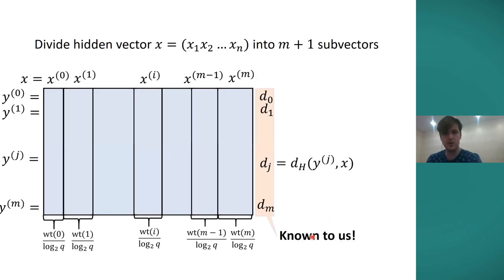Okay, and now I'm going to talk a bit about how we're gonna decode, how we're gonna uncover our hidden vector. So let's say that we have some hidden vector X, and let's partition it into n plus one pieces such that the length of the i-th piece corresponds to the number of columns in the i-th submatrix. And based on the vector of distances d0 to dm, we are going to reconstruct our hidden vector X. And we're going to do it from right to left.